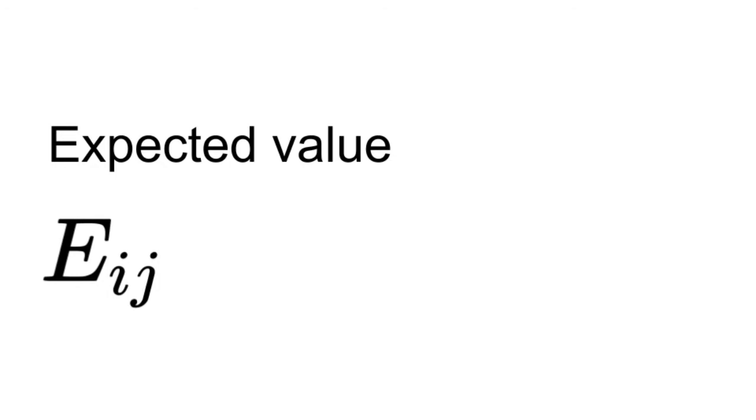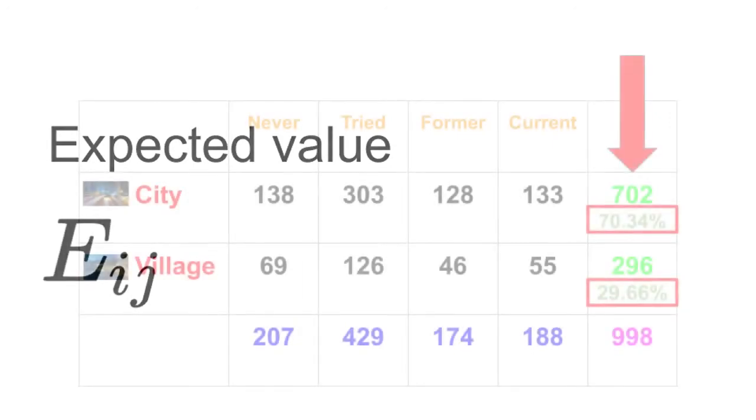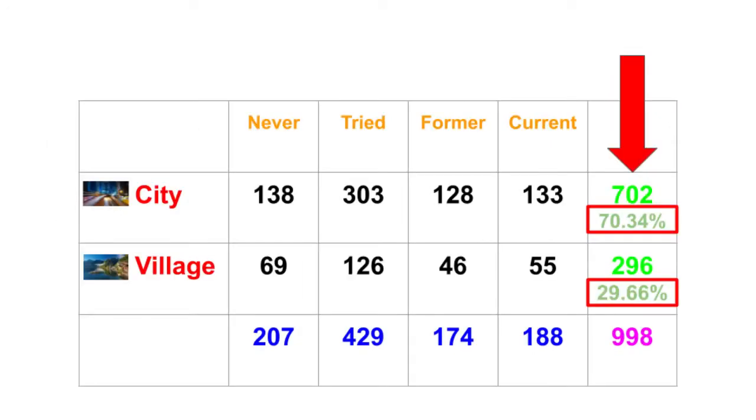This expected value is usually denoted as capital E with two indices, I and J. I is the number of the row or number of our group, and J is the number of the column or the number of the specific value of our categorical variable. The first step to calculate this expected value is to calculate the ratio of each group in our survey.